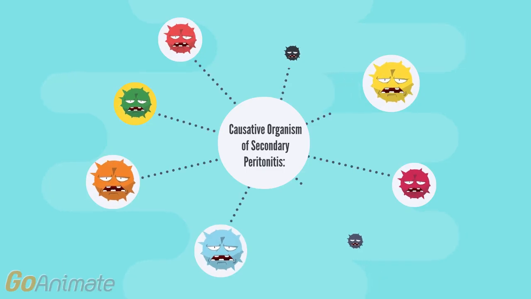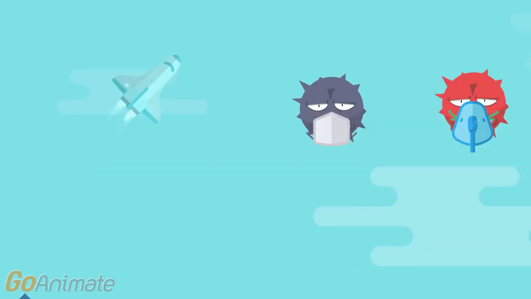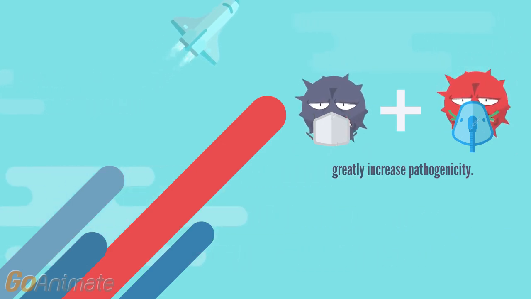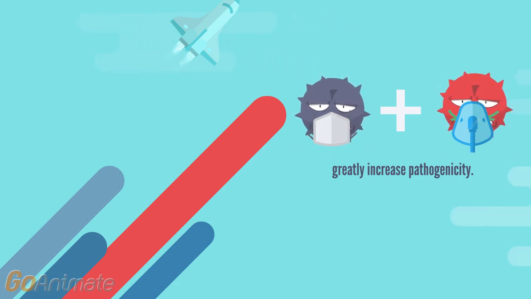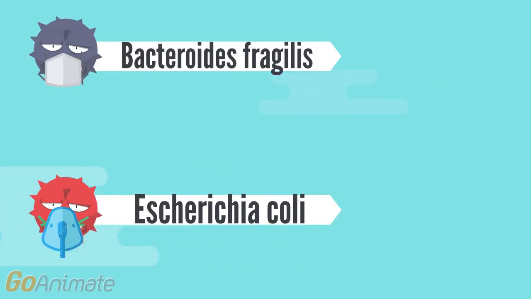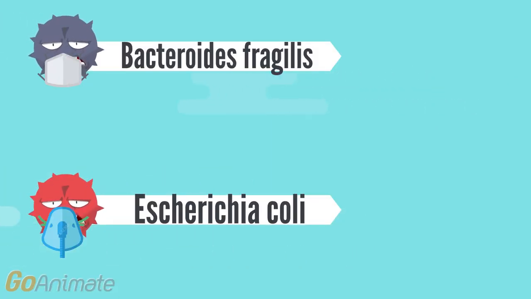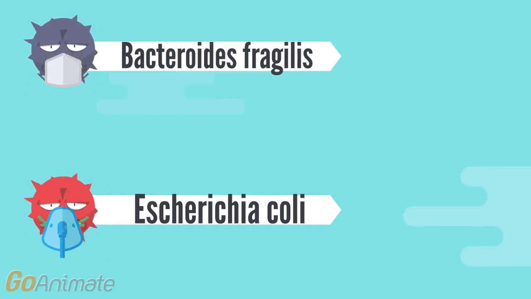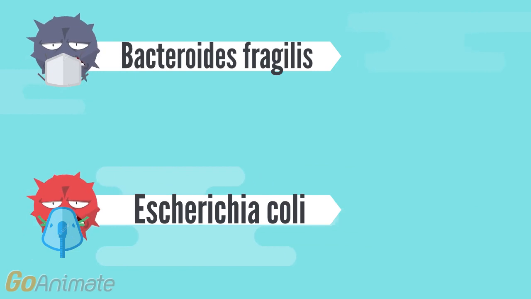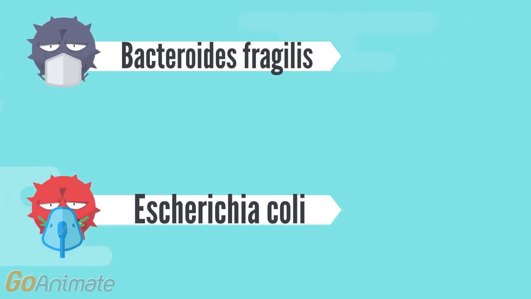On the other hand, the causative organisms of secondary peritonitis are often polymicrobial. The combination of aerobic and anaerobic organisms appears to greatly increase pathogenicity. Aerobic enteric bacteria and anaerobic bacteria are both pathogens in intra-abdominal infection. Aerobic bacteria, especially E. coli, appear responsible for the early mortality from peritonitis, whereas anaerobic bacteria are the major pathogens in abscesses, with Bacteroides predominating.